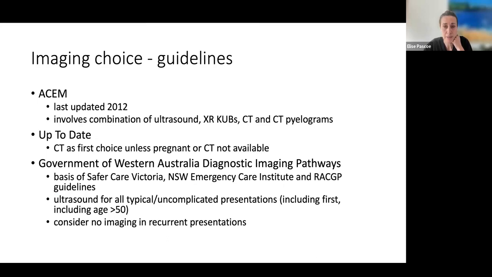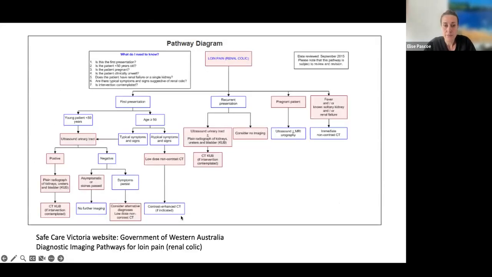Whereas the imaging guidelines that are used in Australia, Safer Care Victoria, the New South Wales Emergency Care Institute and RACGP guidelines use the Western Australian Diagnostic Imaging Pathway, which recommends ultrasound for most cases of typical or uncomplicated renal colic, even in patients who are presenting for the first time over 50, and considers no imaging at all in patients with recurrent presentations. So this is their guideline, as you can see, ultrasound of the urinary tract.